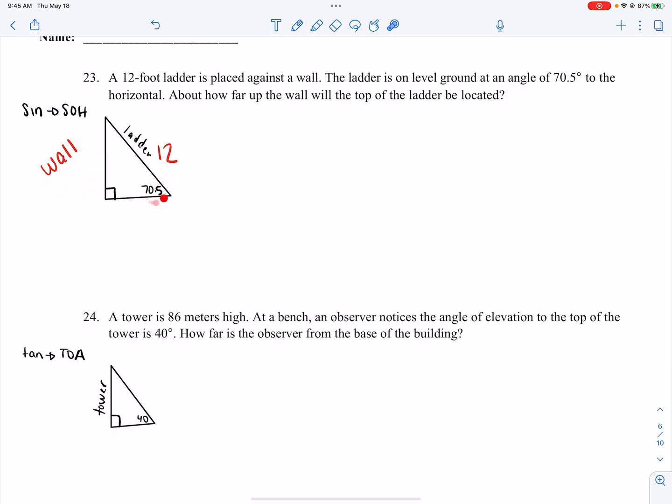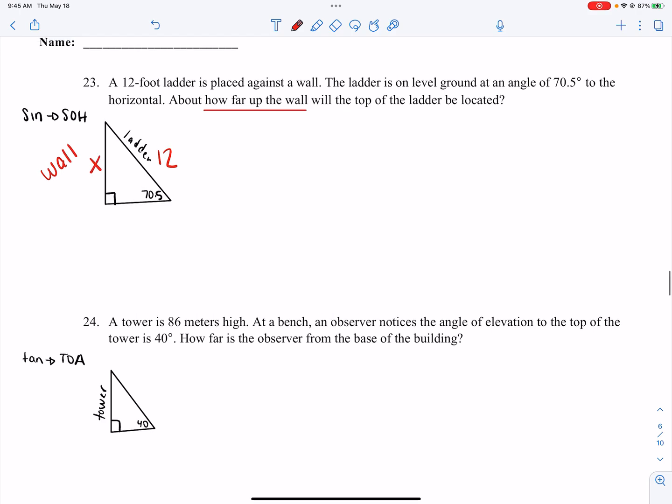This is the angle they're giving you. The wall is what I'm looking for. I said how far up the wall, so the wall is my unknown. The 2 measurements that they gave me are my opposite and my hypotenuse. This is the opposite, this is the hypotenuse. If they gave me opposite and hypotenuse, that's how I know that I'm going to use sine. Okay, so O and H.